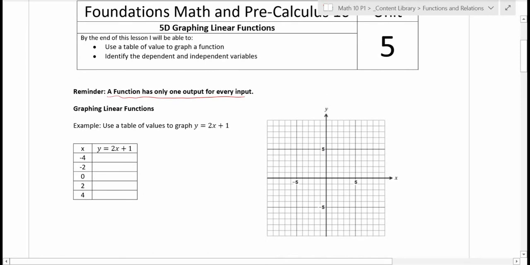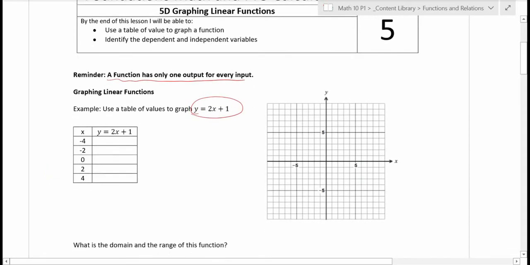So here is the first example. It says use the table values to graph the function y equals 2x plus 1. So we can use the table values. Now I have listed some x values that we can use. Obviously, you don't have to use these x values, but I just listed out some.